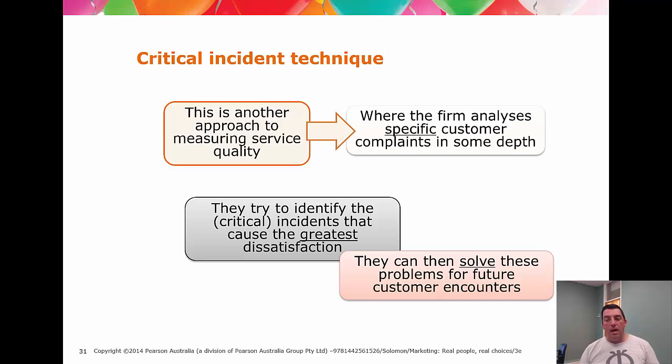This is where the firm analyzes specific customer complaints in some depth to try and identify why the customer is so angry and upset, and then whether it can be repaired at all. Sometimes it can't be. Sometimes it's just life, there's a difference. It's best to agree to disagree and move on. And you can't make everyone happy in marketing.